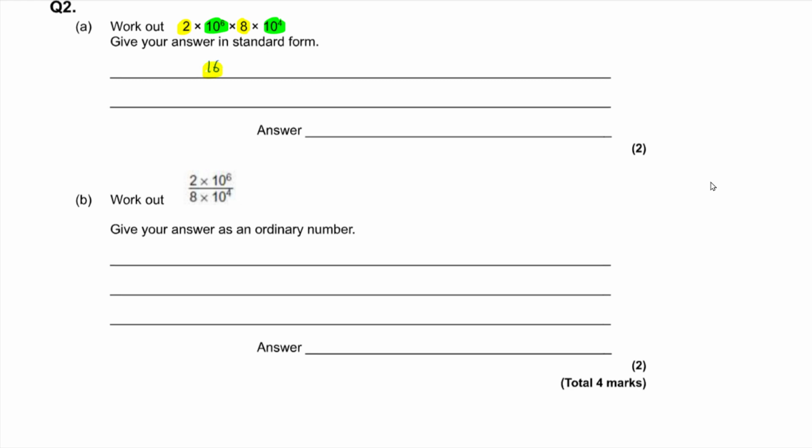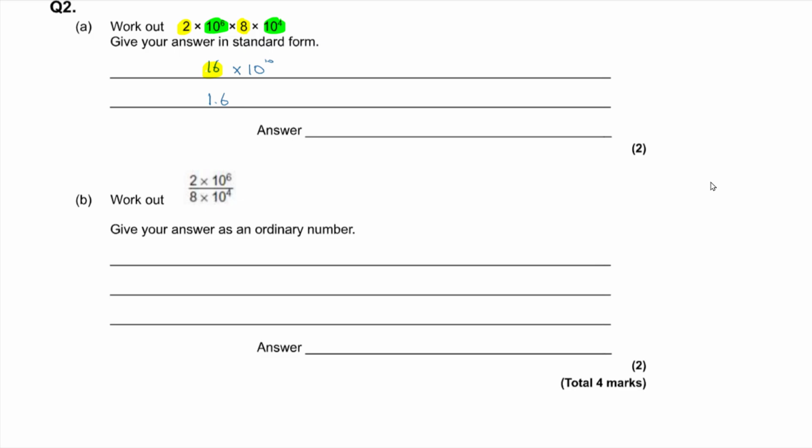And 10 to the 6 times 10 to the 4, two numbers with the same base, add the indices, that's going to give me 10 to the 10. Now I've got a similar problem here in that 16 is not a suitable mantissa, is it? It's not a number between 1 and 10. But if we divide it by 10, if we take 10 out of it, we're going to get 1.6. It's 1.6 times 10 is 16, isn't it?